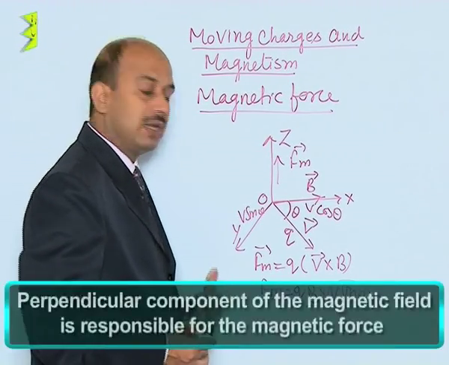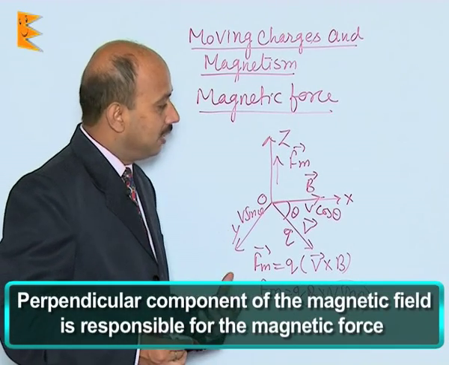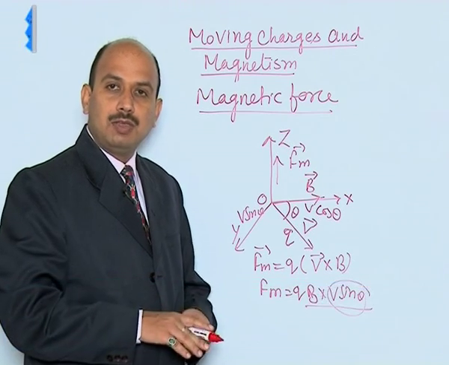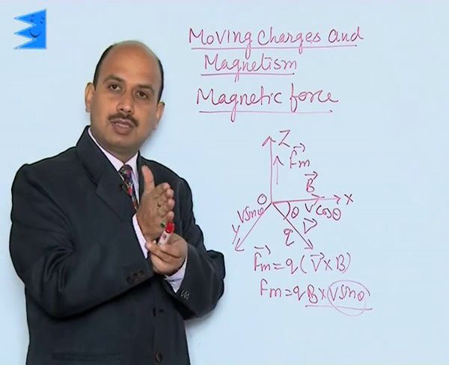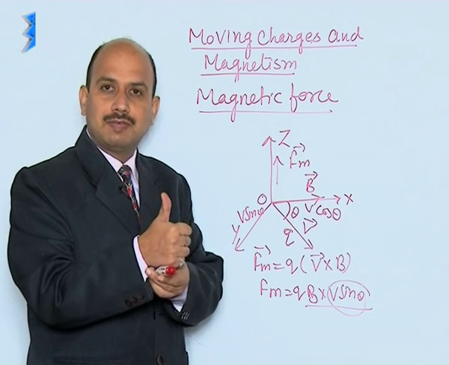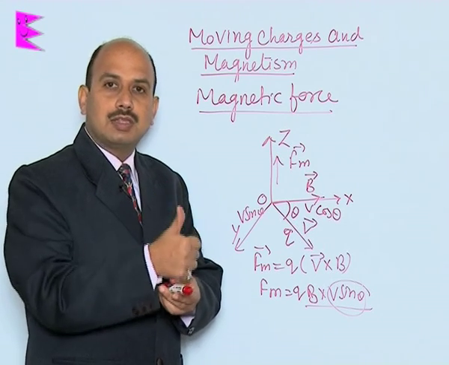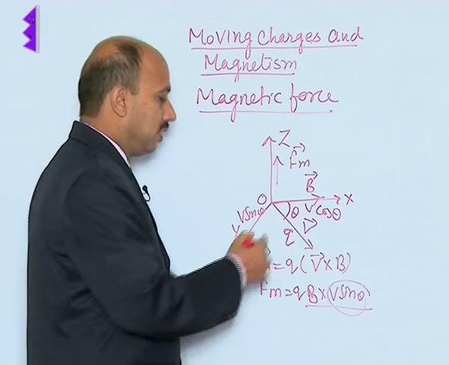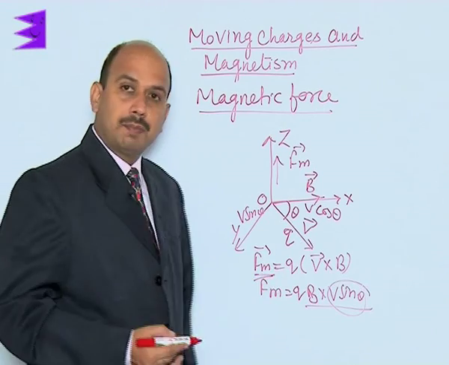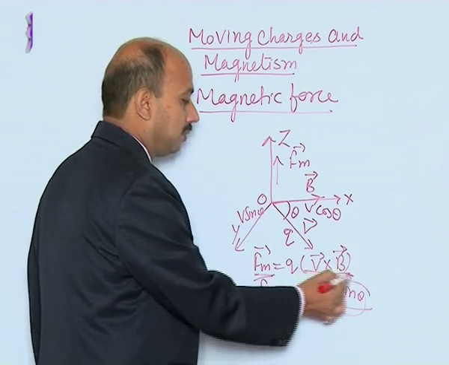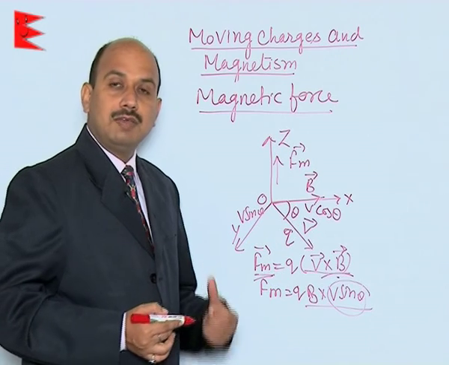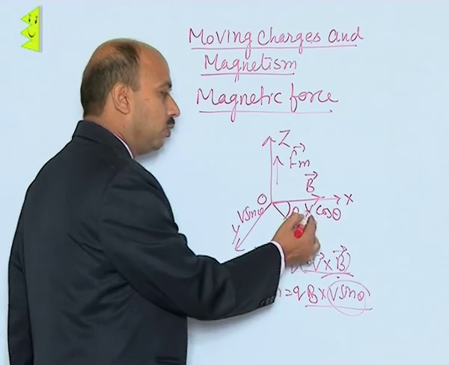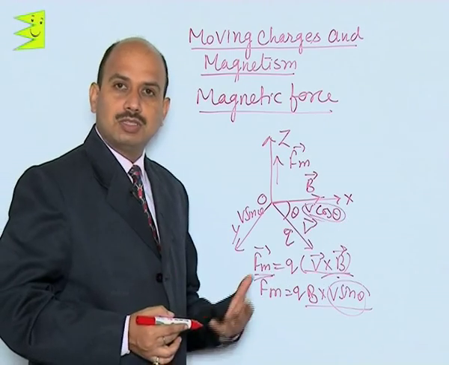The direction of the magnetic force can be given by using the right hand screw rule. Suppose you place your palm along the velocity and fold it towards the magnetic field, the thumb points upward, and the thumb gives the direction of the magnetic force. In this case, the magnetic force is perpendicular to the plane of the velocity and the magnetic field. So, magnetic force is always perpendicular to the velocity and the magnetic field. And due to v cos theta, there is no magnetic force on the charged particle.